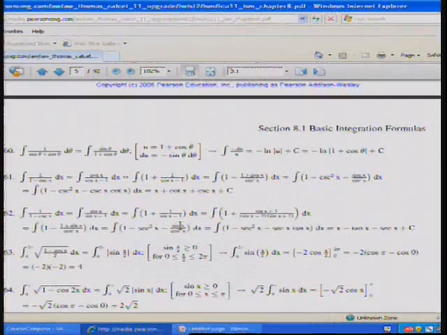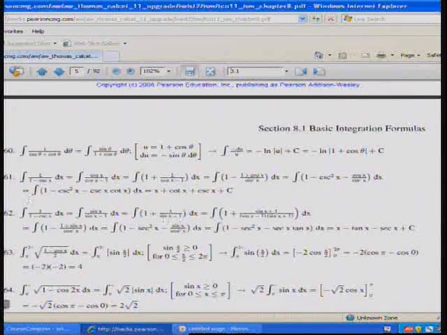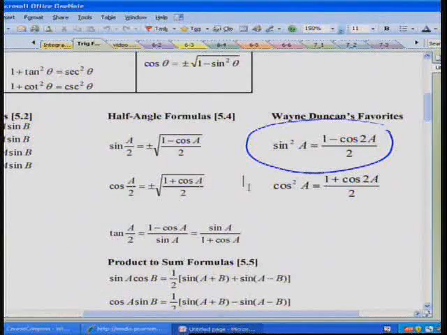But if you go back to your trig sheet, let's find that. These two formulas just turn up over and over again. And so it's circled in blue right now, sine squared A equals 1 minus cosine 2A over 2. That is pretty much what we're looking at on number 15 if you can put your brain around how you could think about it.